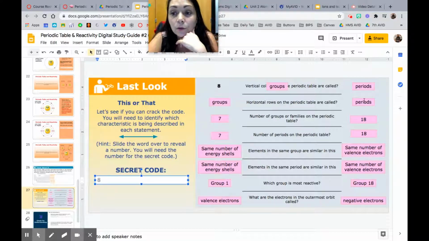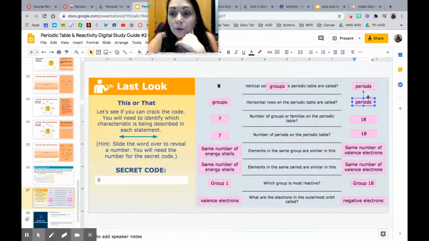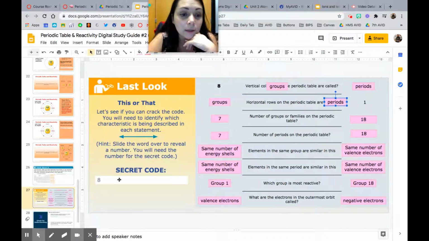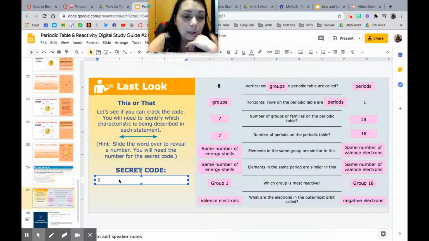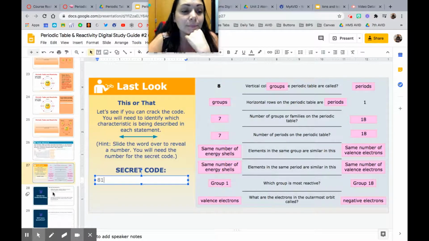And then horizontal rows, I know, are called periods. So I'm going to sneak that one over and see that it's number 1. So then I'm going to put a number 1. And you keep going down until you get your secret code, and you can check the answer key to see if you have your secret code correct.